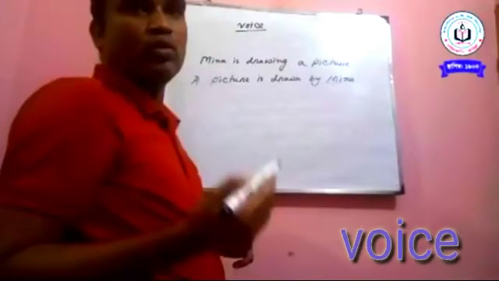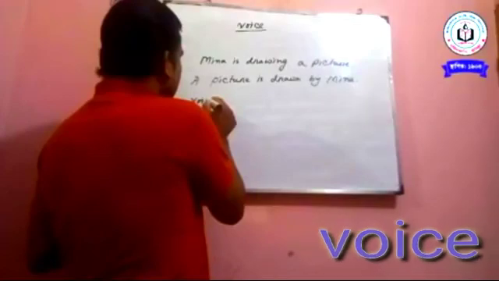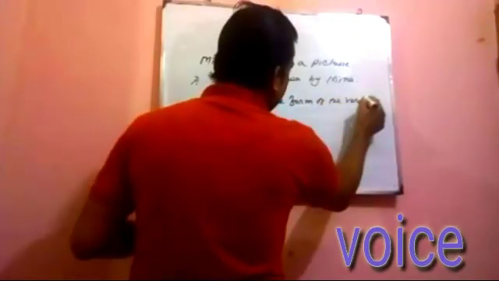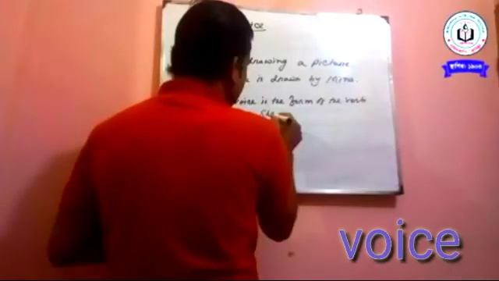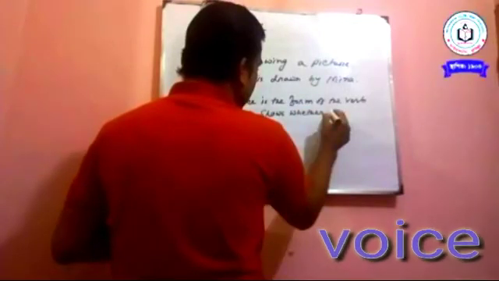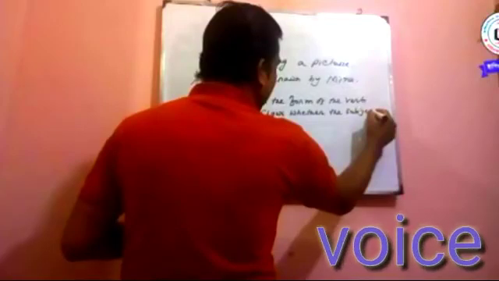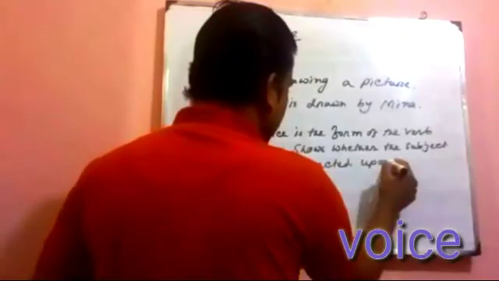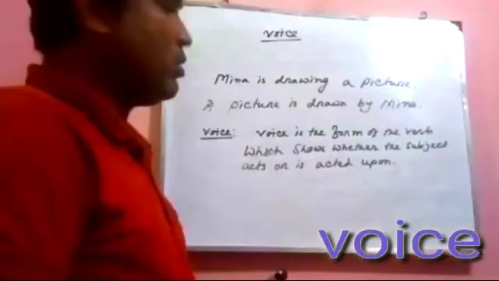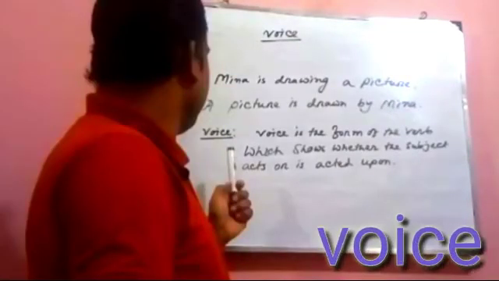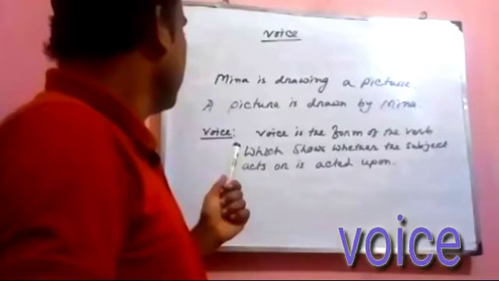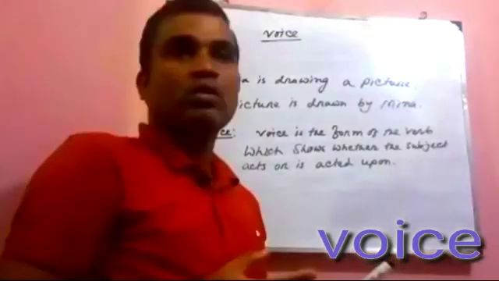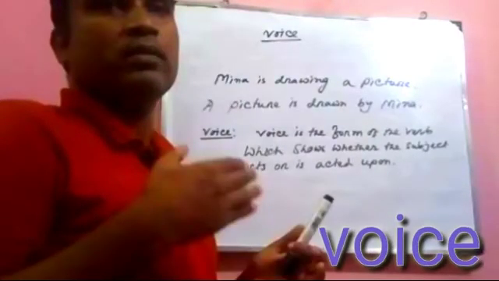Let us know what is voice. Voice is the form of the verb which shows whether the subject acts or is acted upon. Students, I am saying this again about voice. Voice is the form of the verb which shows whether the subject acts or is acted upon.